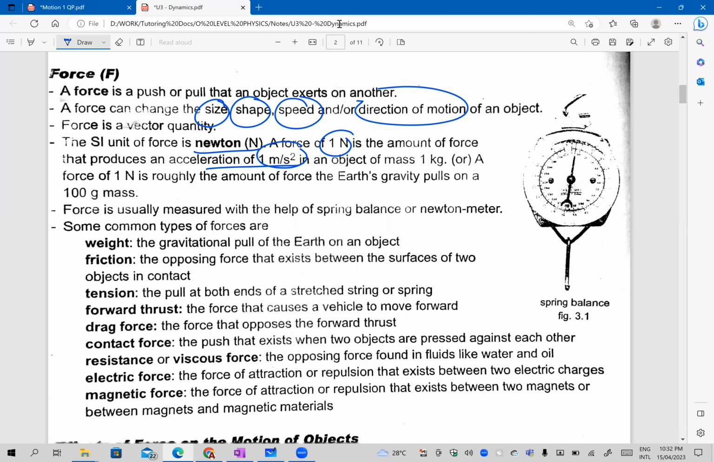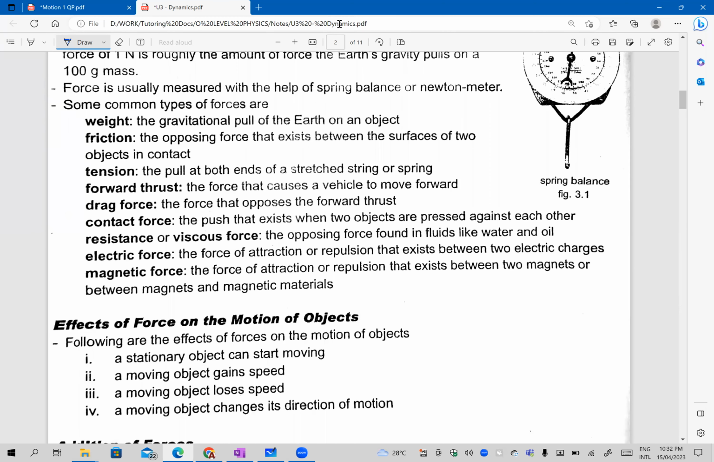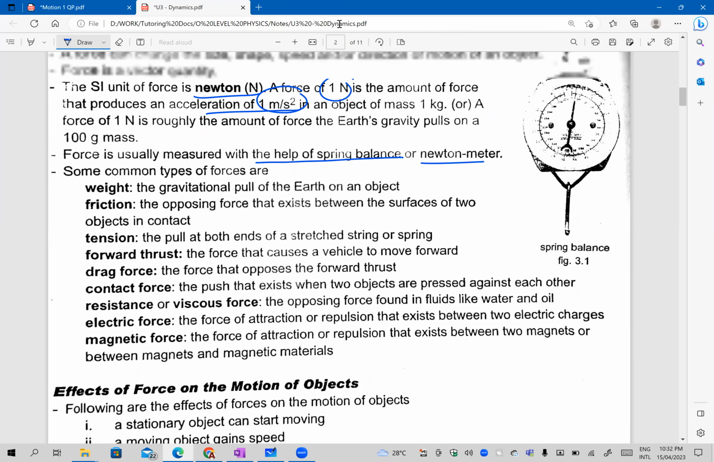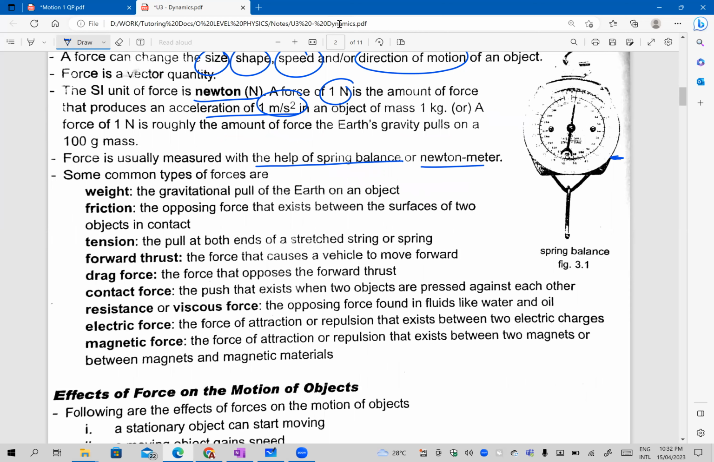Similarly, a force is usually measured with the help of spring balance or a Newton meter. You can look at the diagram for spring balance here. This is a spring balance, all right, in figure 3.1. A Newton meter is also used to measure force because you see weight is a force. So objects that have their weight have this gravitational force that acts downwards because weight is the pull of gravity. So you can measure the weights of objects through spring balance through a Newton meter. This is why these instruments are used for force measurement.